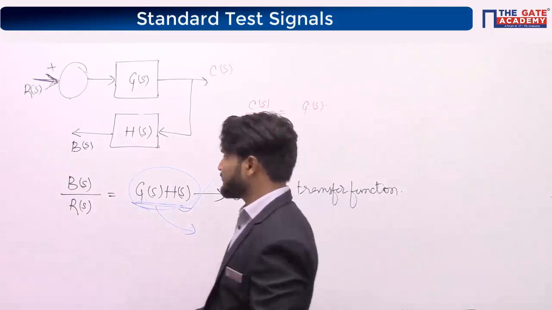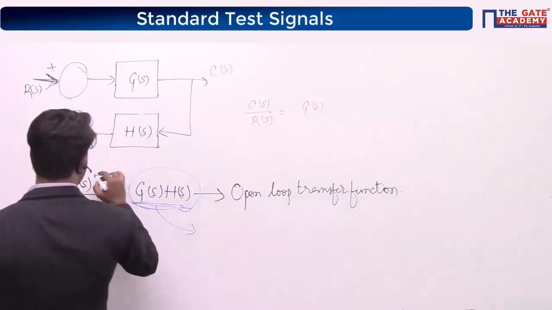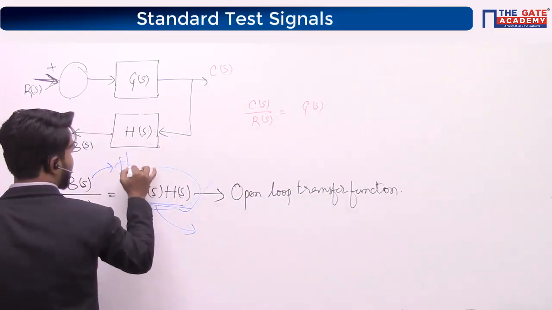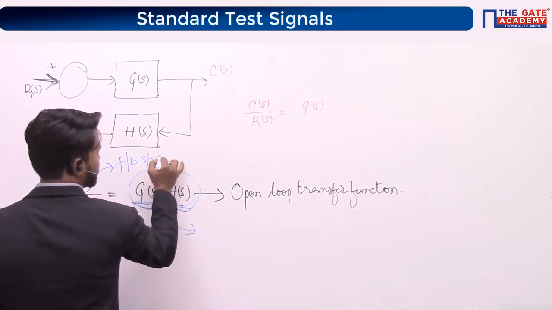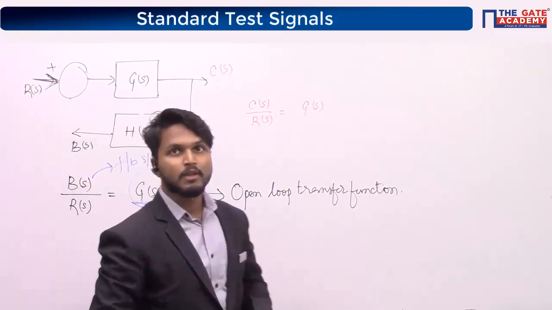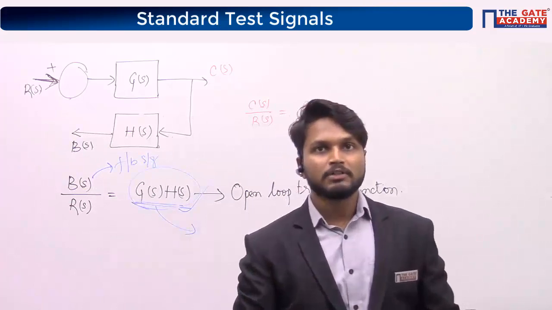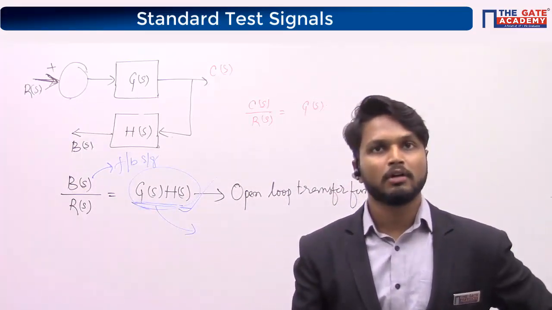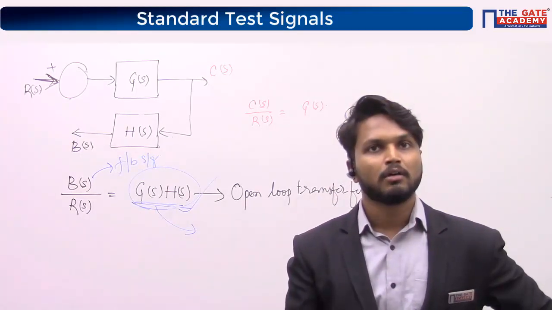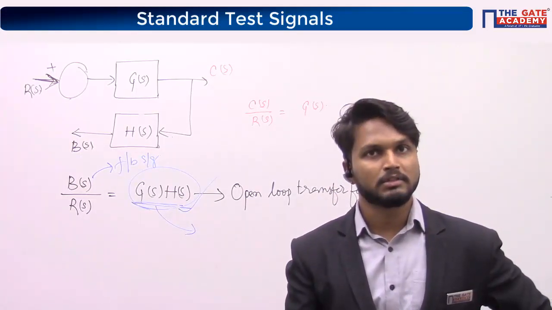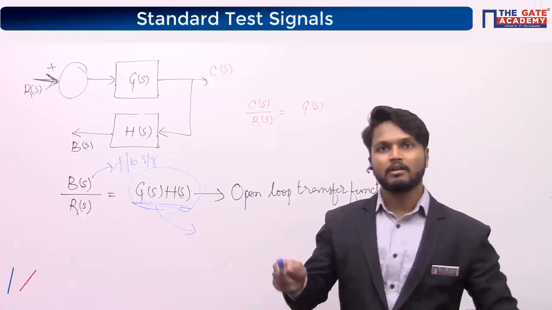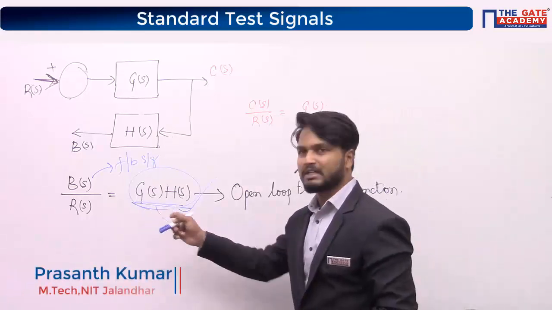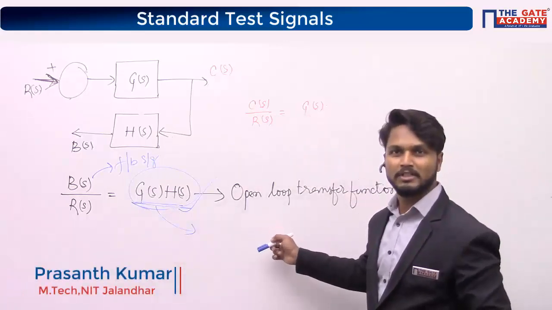B of s is the feedback signal. If the transfer function is C of s upon R of s, then what is B of s upon R of s? Both are open loop transfer functions. Wherever you see G of s, H of s, consider it as open loop transfer function, right?